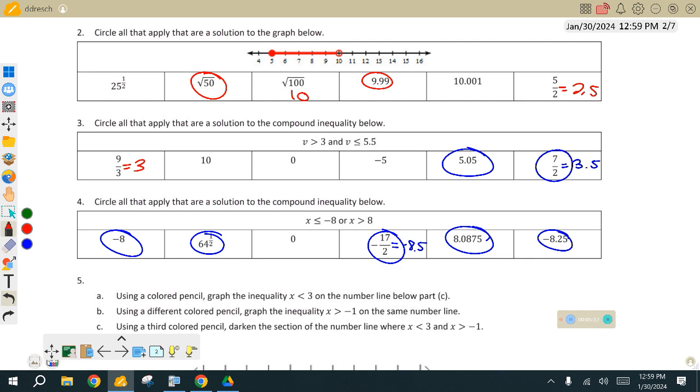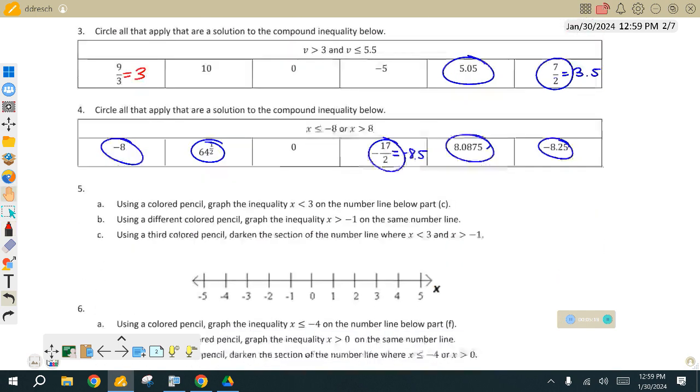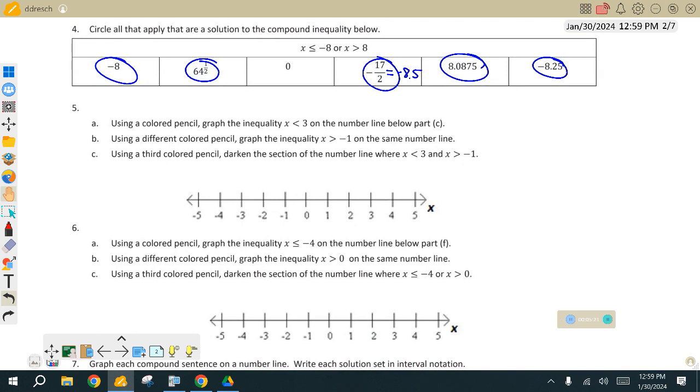Okay, so what we just did here leads us into the next piece where we're going to graph these out now. So take that colored pencil of yours, and we want to graph the inequality with the colored pencil. X is less than 3. Pick what color, I don't care, and let's go graph X is less than 3. Let's go put 3 on there. Is 3 going to stay open, or is it going to go closed? Krista says it's going to stay open.